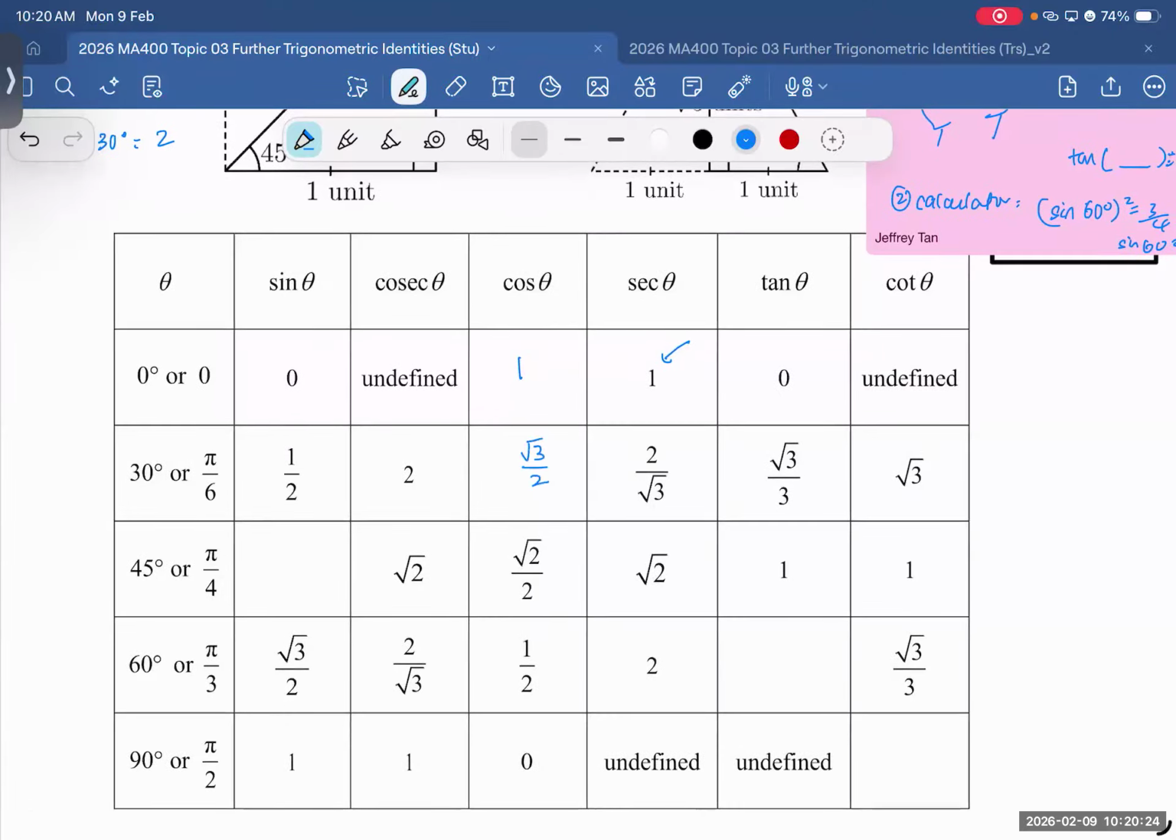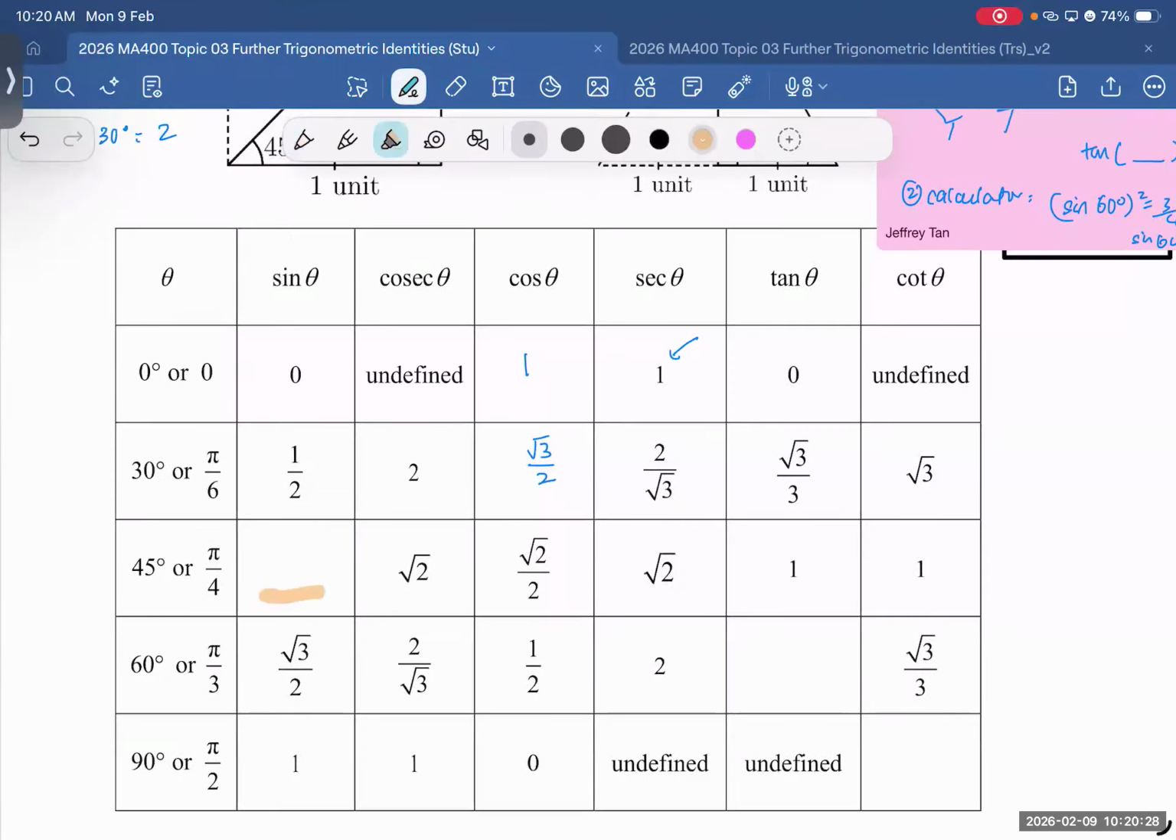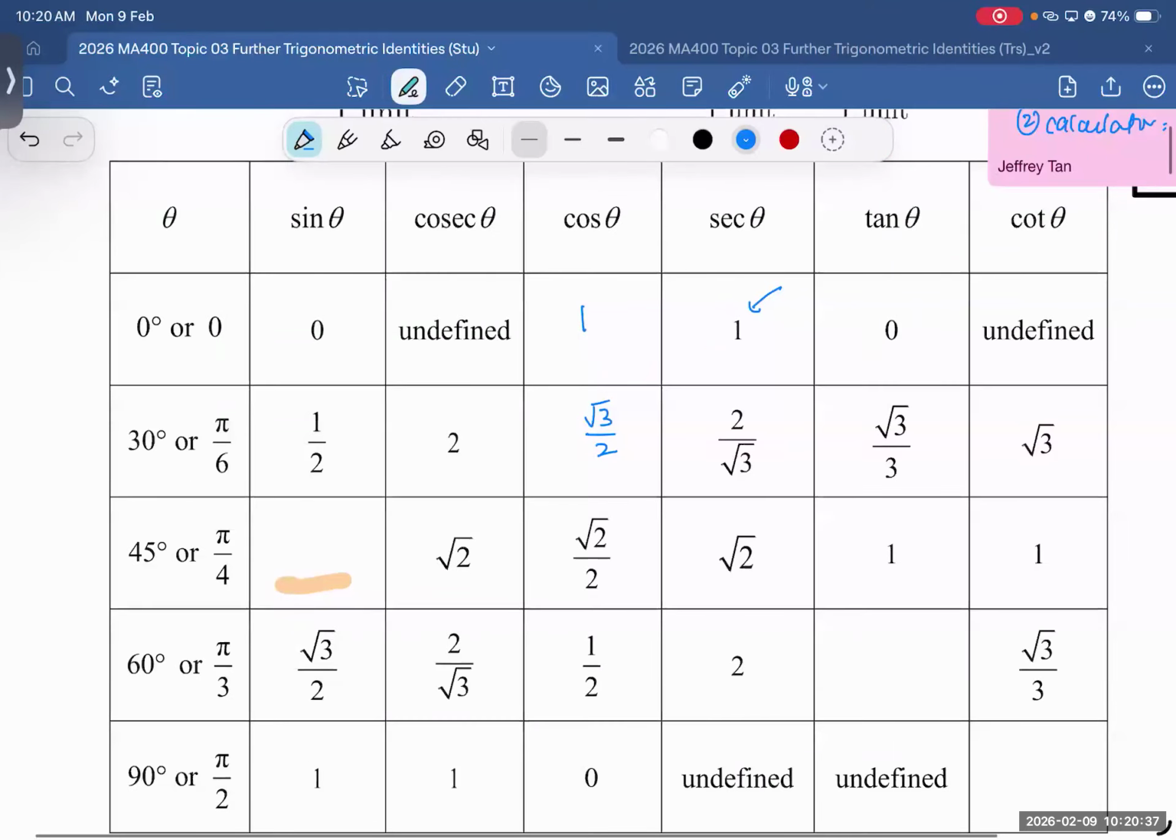Square root 3 over 2. What is sine 45 degrees? Can anyone help me? Javier? I want to rationalize one. Square root 4 over 2. 1 over square root 2, I want to rationalize. 1 over square root 2 is the same as?